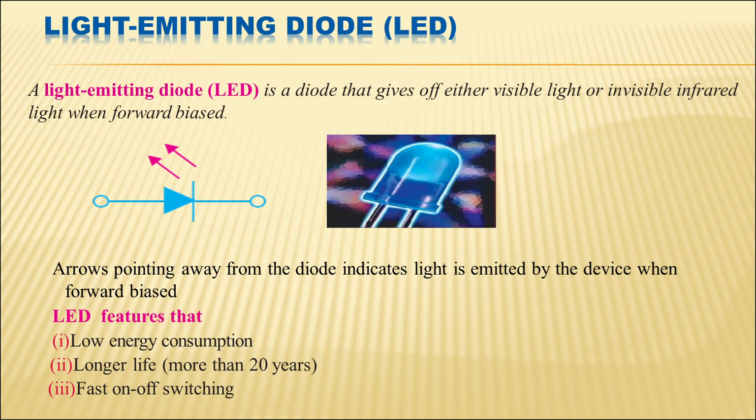The first figure shows the schematic symbol for LED. The arrows pointing away from the diode indicate that light is emitted by the device when forward biased. LEDs have different features: the first is lower energy consumption, the second is longer life, more than 20 years, and the third is fast on or off switching.